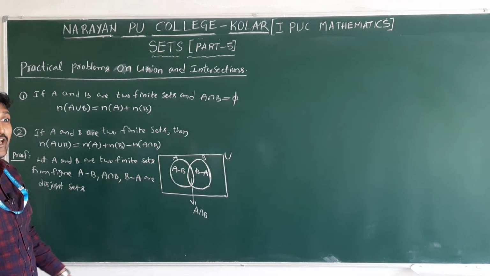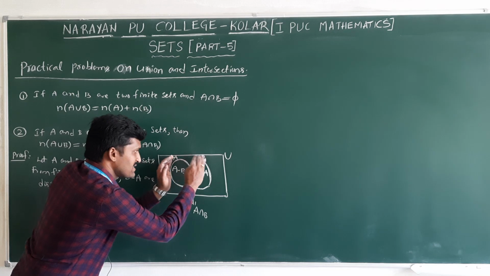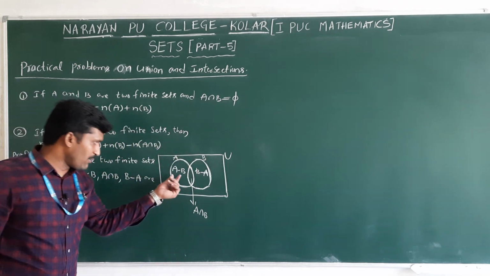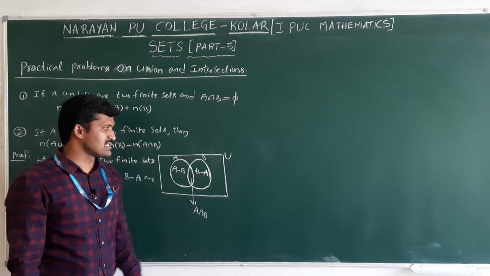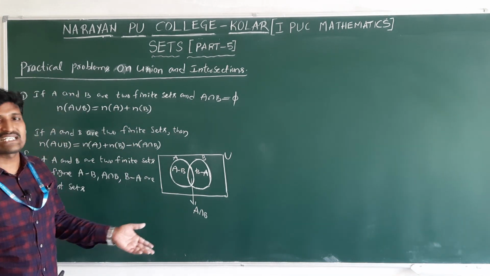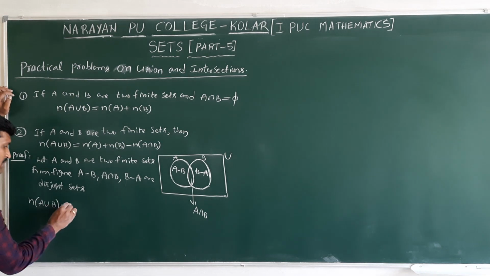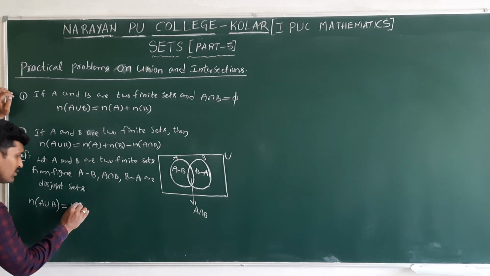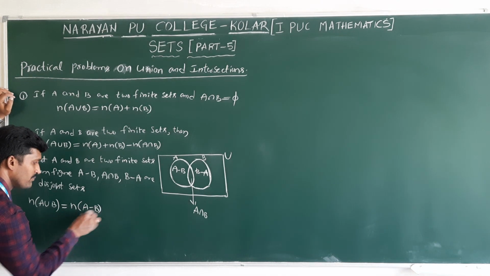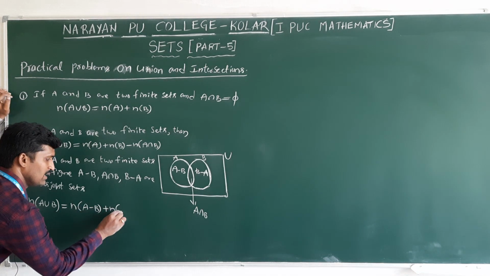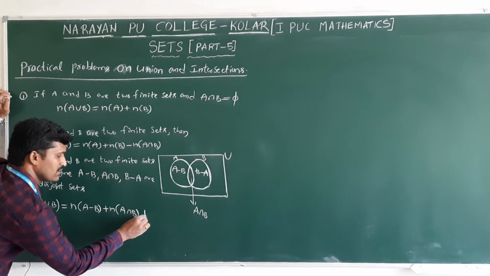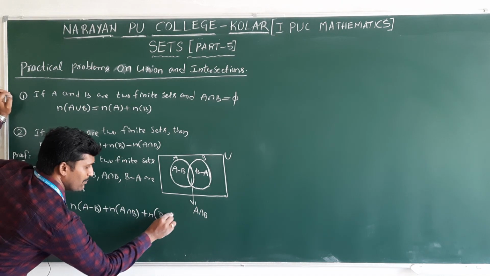And what is the meaning of A union B? A union B means this complete circle, whatever is there: A minus B, A intersection B, B minus A. This complete overall value we call A union B. Now when you combine these three, you will get the required value. So here n of A union B equals n of A minus B plus n of A intersection B plus n of B minus A.